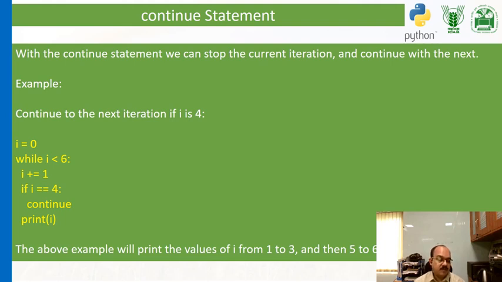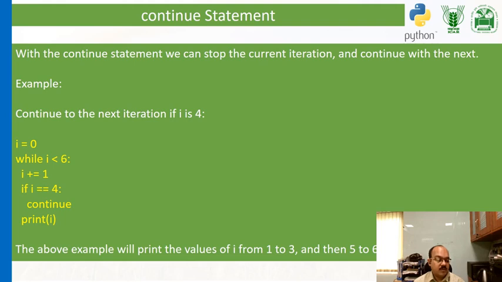It will become 1. And then the if condition is checked: if i == 4, obviously 1 is not equal to 4. So the continue statement will not be executed. We simply jump to the print statement. So we get the value of i as 1. Next 2. Then 3.